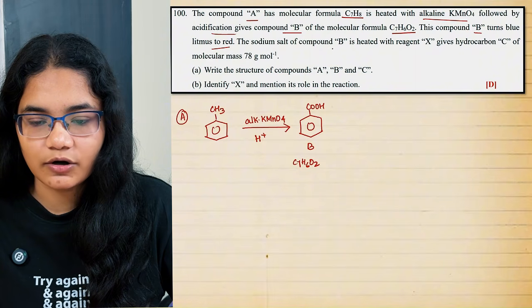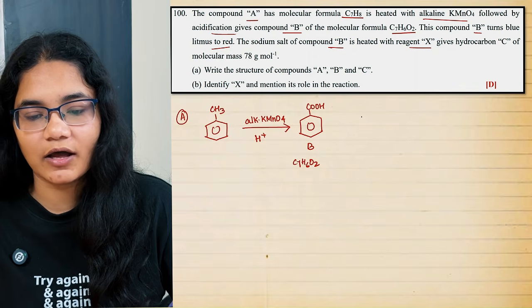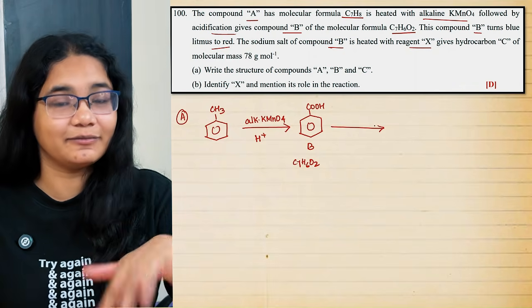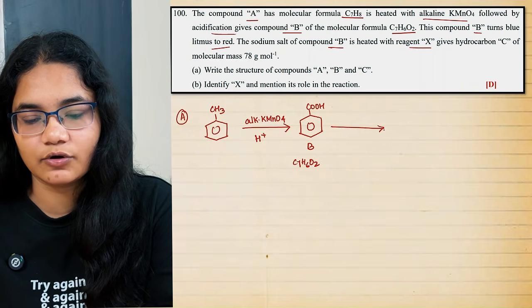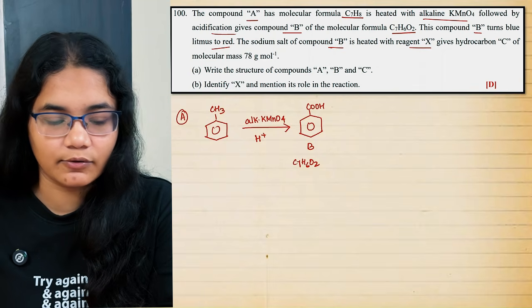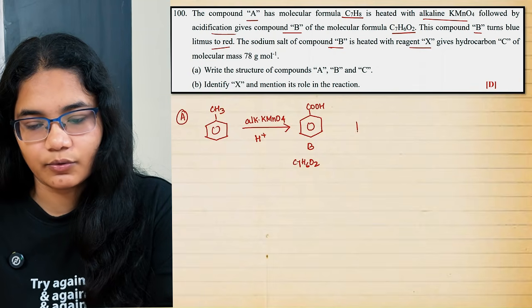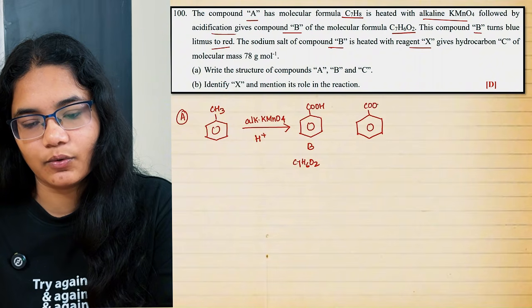The sodium salt of the compound B is heated with reagent X to give a hydrocarbon C of molecular mass. It is very similar to the previous question. The sodium salt of compound B. That means I'll just write down the sodium salt first of compound B. So I will have this particular compound, that is COONa.